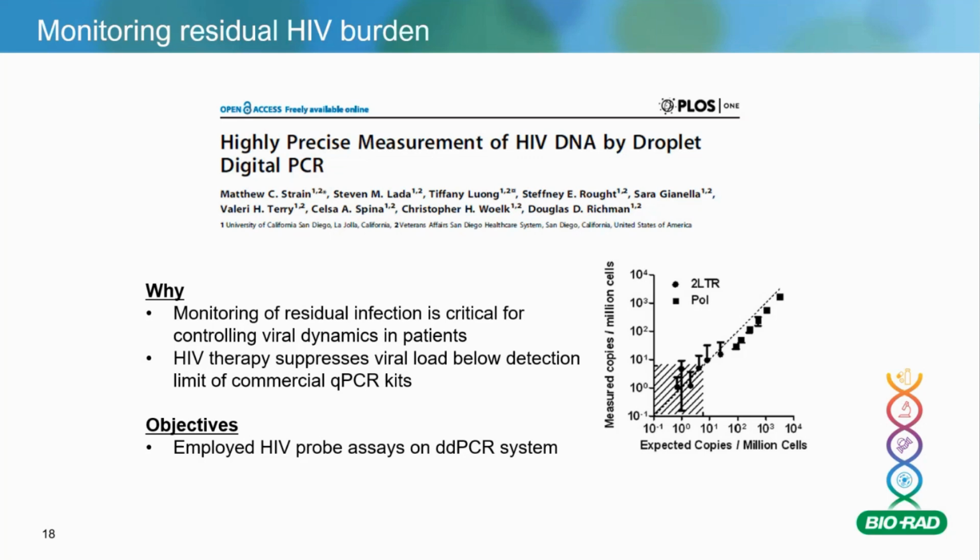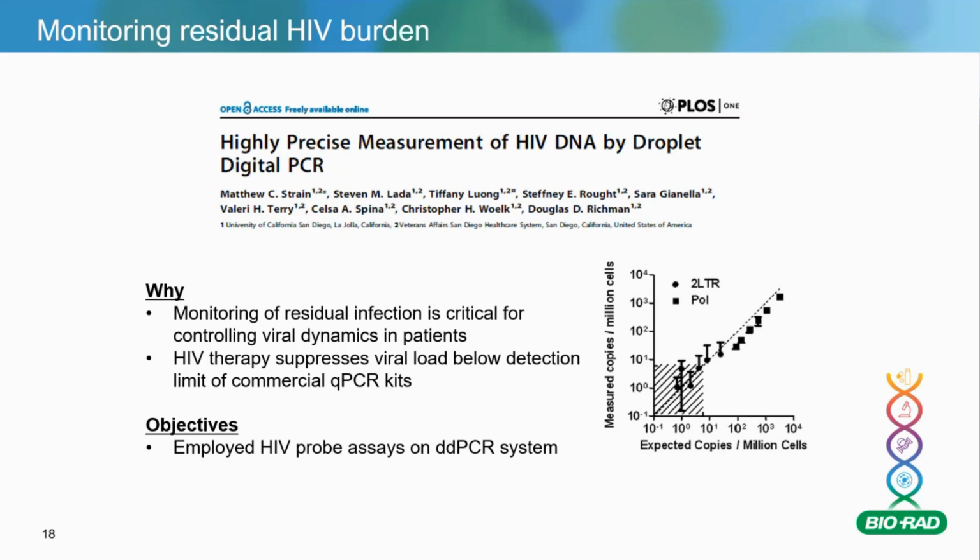Between 5 to 20 times improvement is what they detected in precision and accuracy when compared to the commercial assays that they're currently using. And the limit of detection was down to 0.7 to 3 viral targets per million cells.